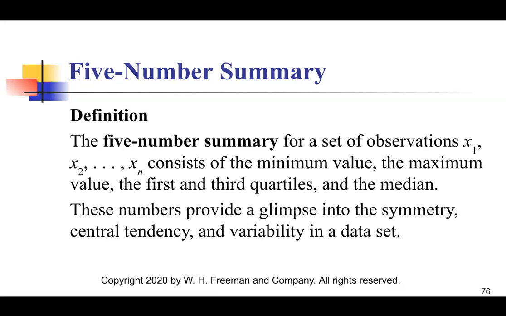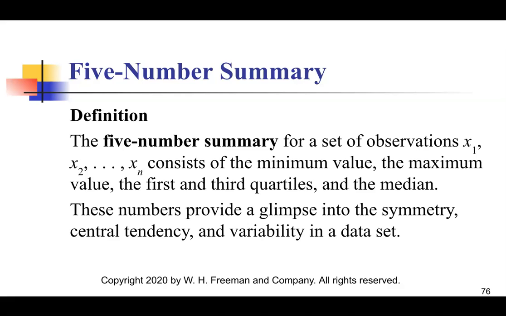is an important set of 5 numbers that we often will use to describe a distribution, and that is our 5-number summary. For any set of observations, it is the minimum value, the maximum value, your first and third quartiles, and the median. So it's those first and third quartiles and the median that we looked at, but we also add the minimum and the maximum. So just the smallest value and the largest value.